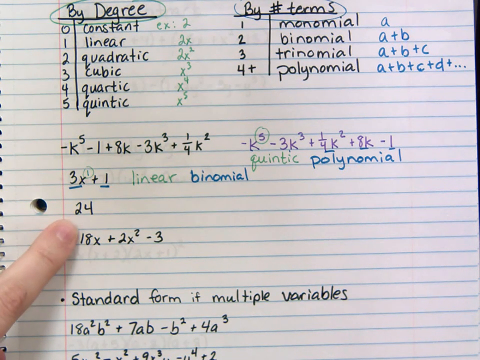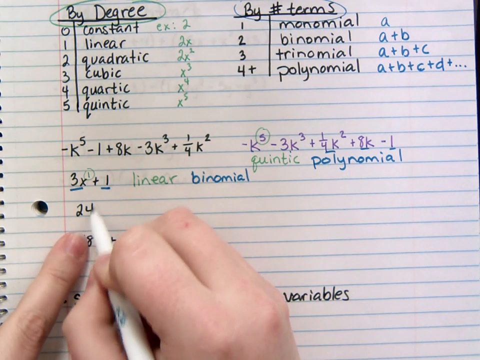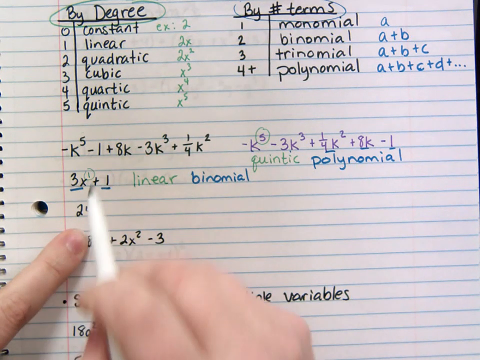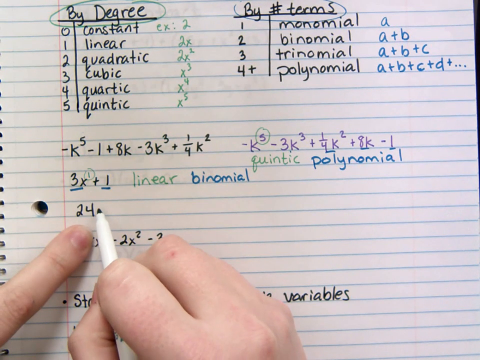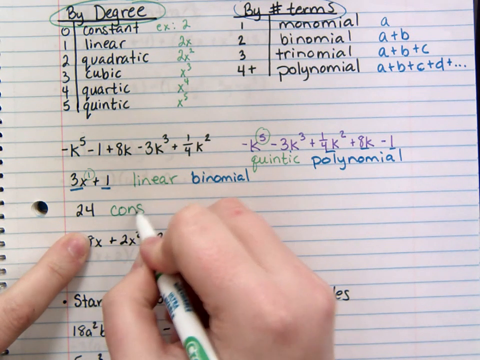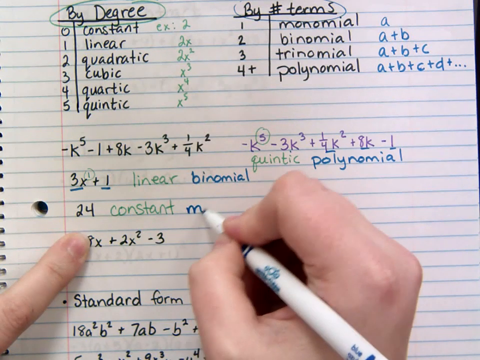The next example already is in standard form because there's only one term. One term, well, that means it's going to be monomial, but before we go there, the degree is 0 because it's just a number. There's no x value. So this is a constant monomial.